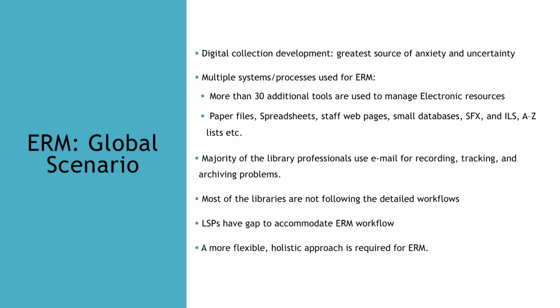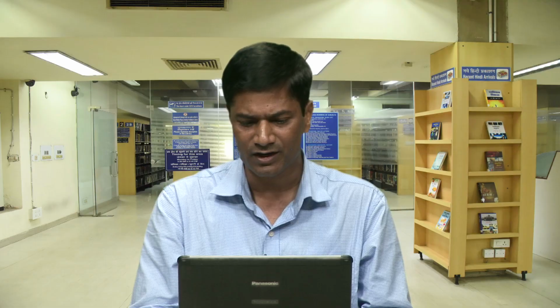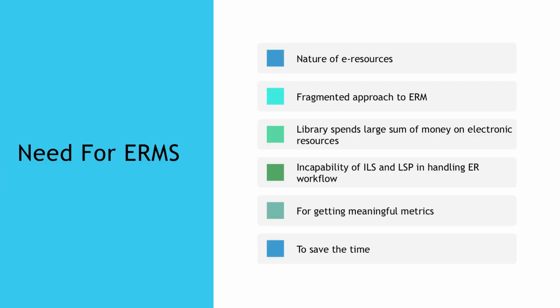A survey conducted by Singh and Natchez in 2017 found that the prominent LSPs are not able to accommodate all the workflows of electronic resources. Now, this is the reason why we need an electronic resource management system. We need it because the nature of resources is very complex, and we have already seen that normal spreadsheets and even the LSP and other standalone software and systems are not able to manage it. There is a fragmented approach to ERM. For that we need ERMs.